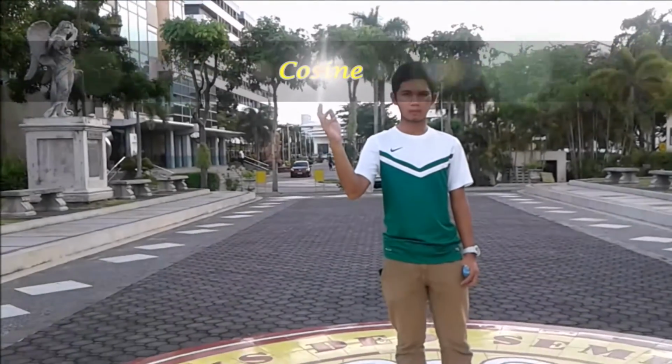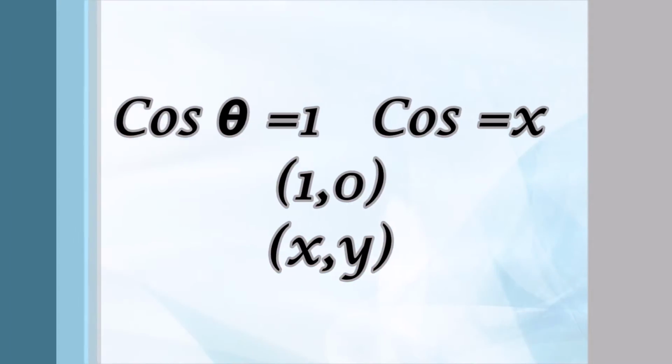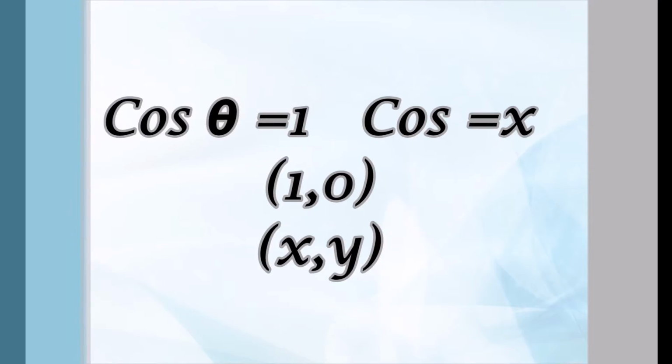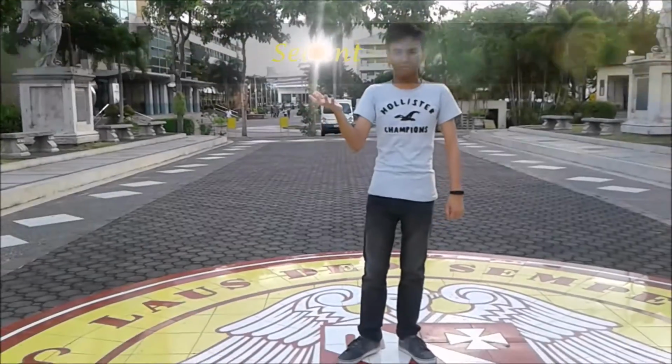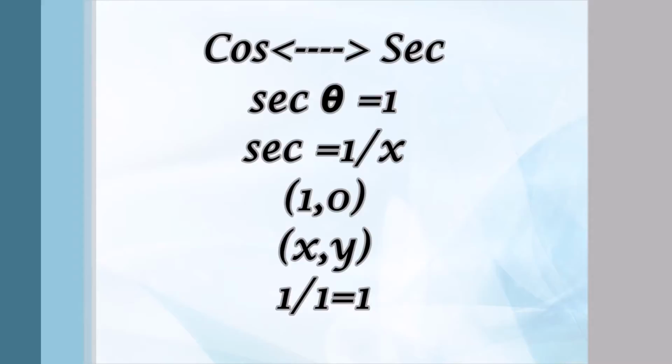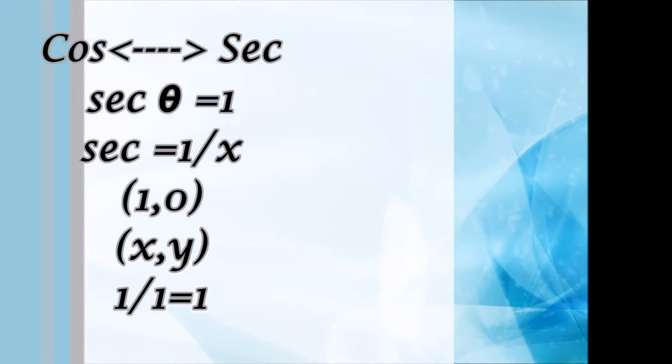Second is the cosine. The answer is 1 because 1 in the coordinate (1, 0) represents the variable x, and that is the representation of cosine. The opposite of cosine is secant, and the answer is secant theta equals 1, because secant represents 1 over x, and x is 1, so it is 1 over 1. So, concluding that secant theta is equal to 1.